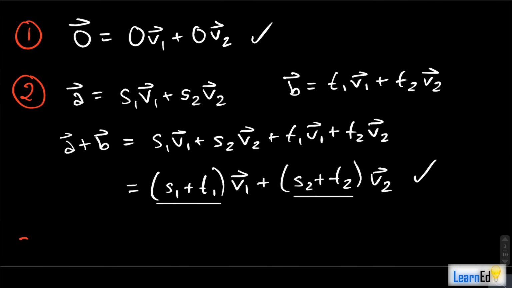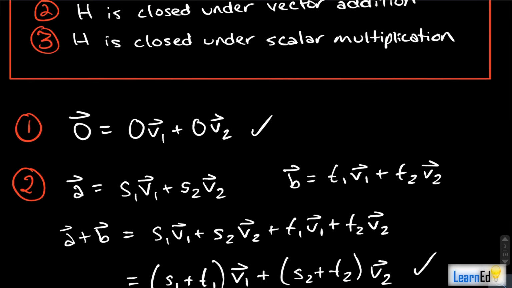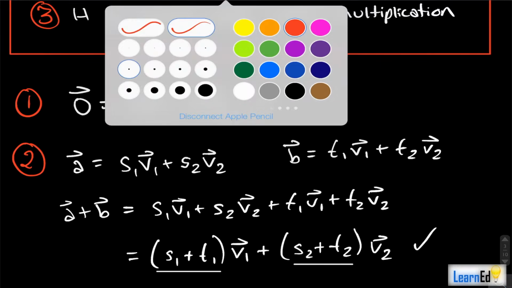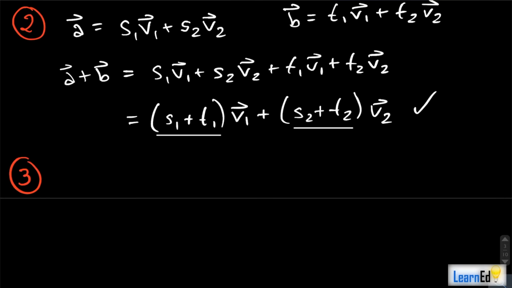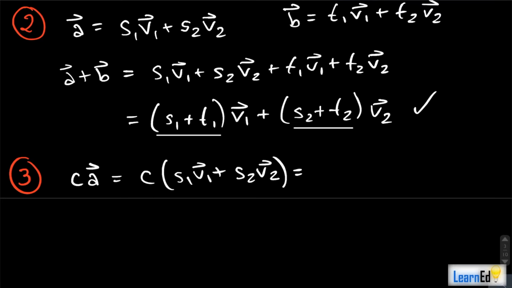And we can move on to our last criteria, which is to prove that H is closed under scalar multiplication. So let's just multiply the vector A by some constant C. What do we get? Well, we get C times (s1 v1 plus s2 v2), which we can write as C times s1 v1 plus C times s2 v2.